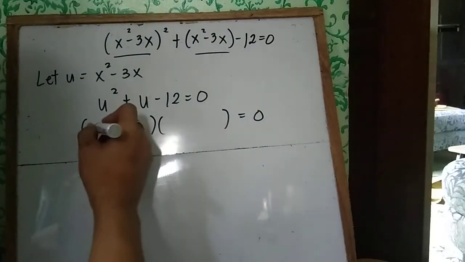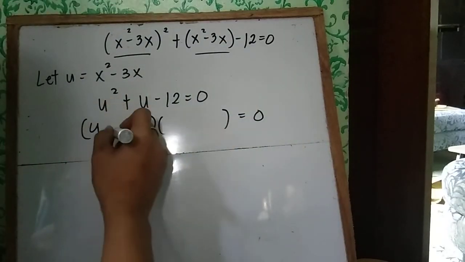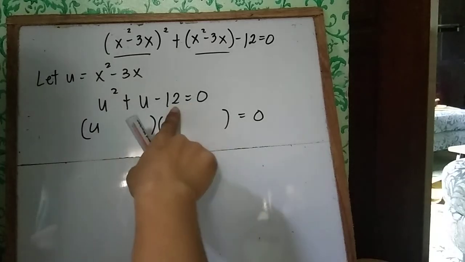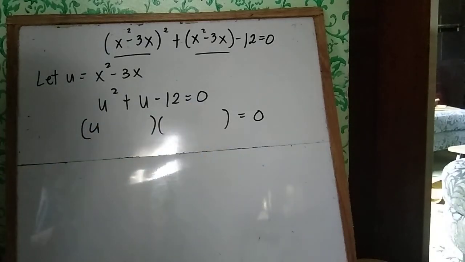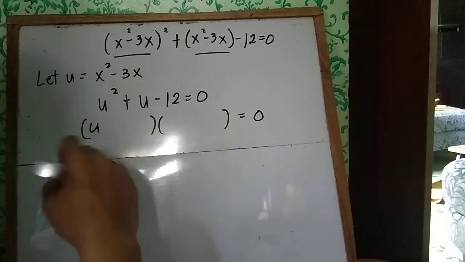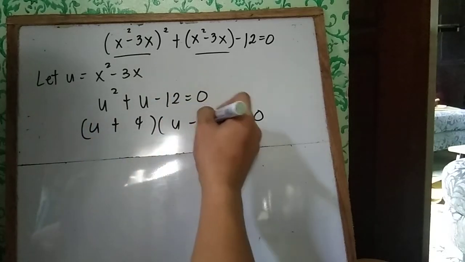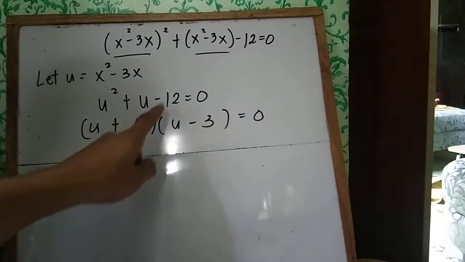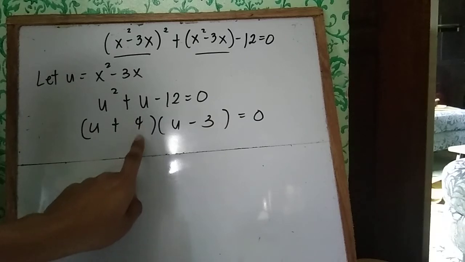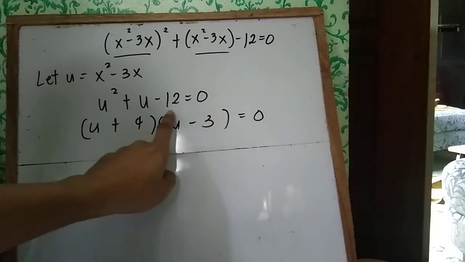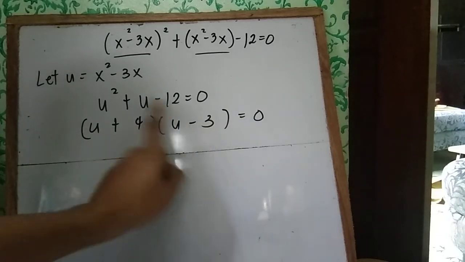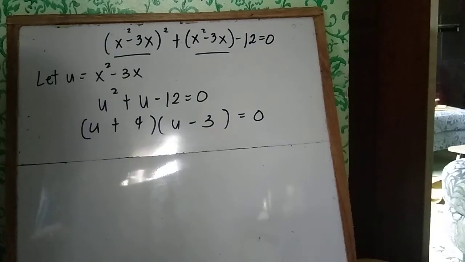So to become u, we get the factors of negative 12, positive 4 and negative 3, which add to positive 1. So u plus 4, then u minus 3. Negative 12 is equal to 4 times negative 3, and 4 plus negative 3 is equal to positive 1. Okay, next is to use the zero product property.